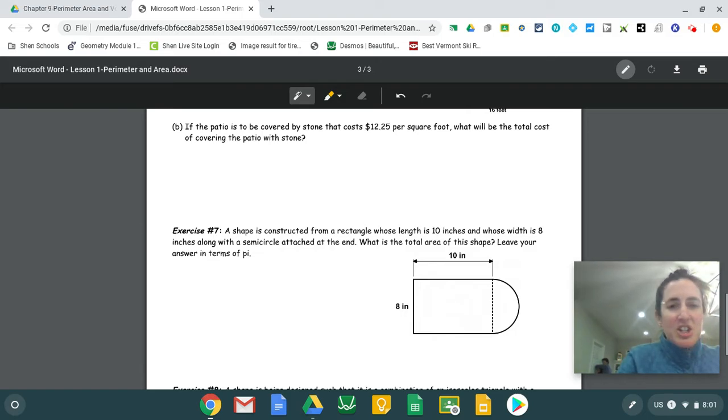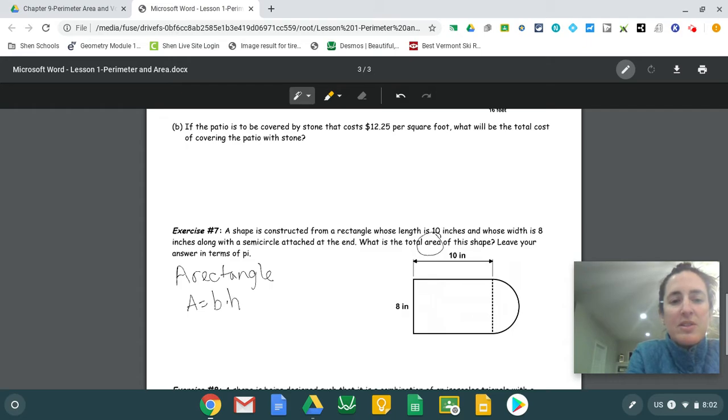This is fun. A shape is constructed from a rectangle whose length is 10 inches and its width is 8 inches, along with a semicircle attached at the end. What is the total area of this shape? Leave your answer in terms of pi. Again, we're doing area. So area of the rectangle is what we need to do first. So that would be base times height. So make sure you write your formulas out. I'm going to do 10 times 8, or 80, is the length or the area of that rectangle.